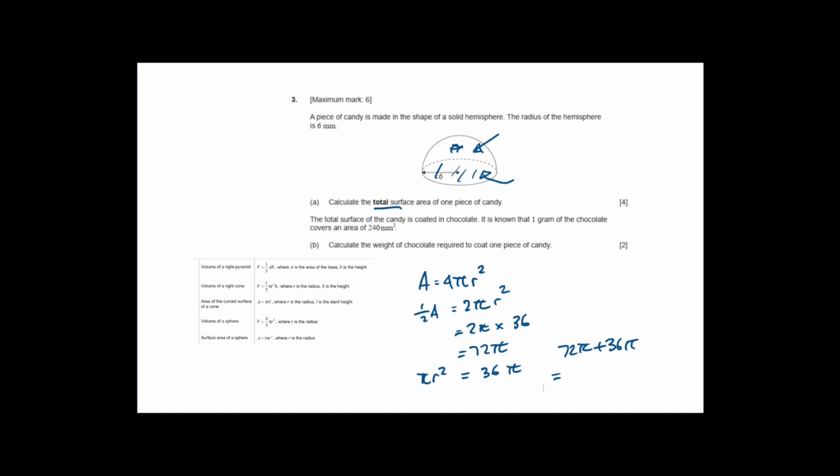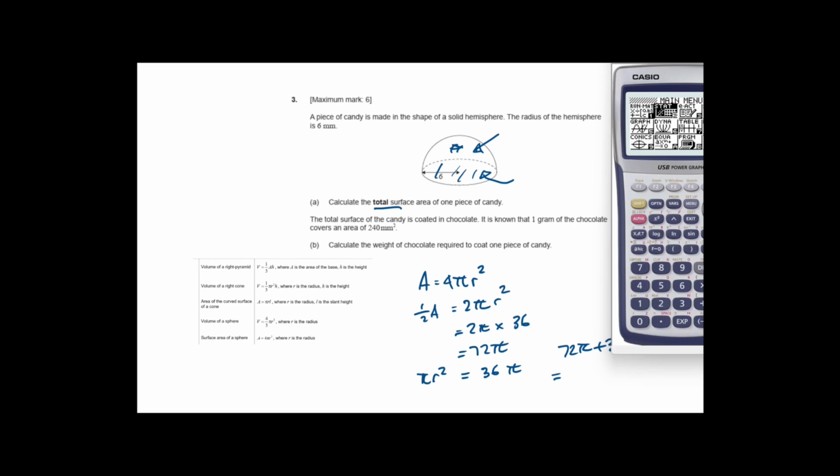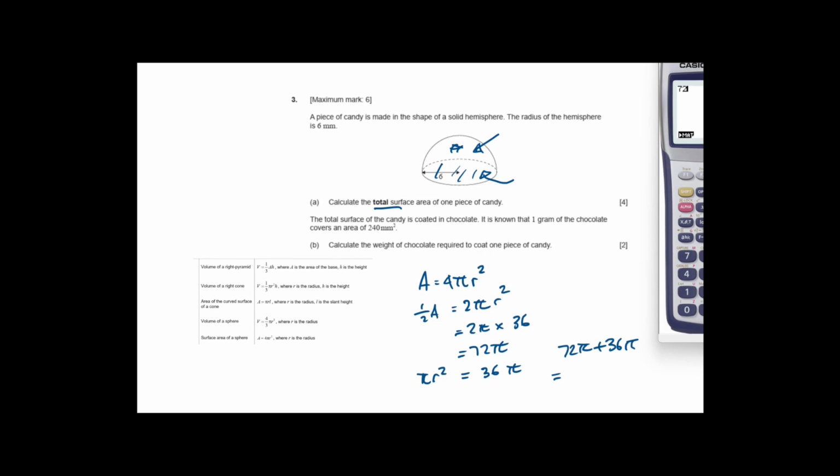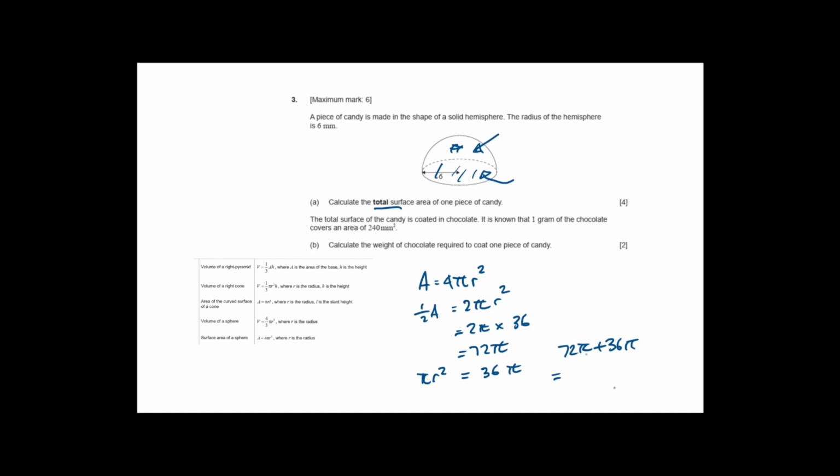So let's grab our calculator. Still got the numbers from the last question. So 72 plus 36 is that number there, times pi. It's preloaded. You don't need that crazy formula. 339.292. They want really exact numbers. And what's the unit? Well, it's in millimeters. So the answer is going to be in millimeters squared.